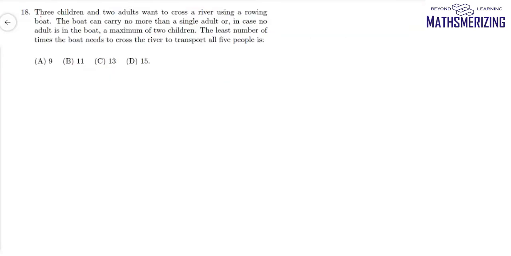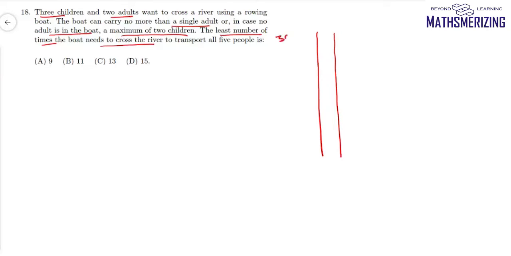Now question number 18 says there are 3 children and 2 adults. They want to cross a river using a rowing boat. The boat can carry no more than a single adult, or in case no adult is in the boat, a maximum of 2 children. We need to find the least number of times the boat needs to cross the river to transport all 5 people. So we have this river. Initially we have 3 children and 2 adults and the boat is here. We need to transport all these 5 people across the river, and find the least number of times the boat needs to cross.